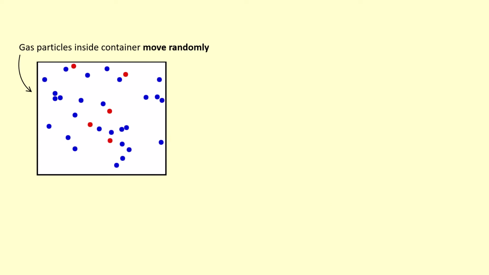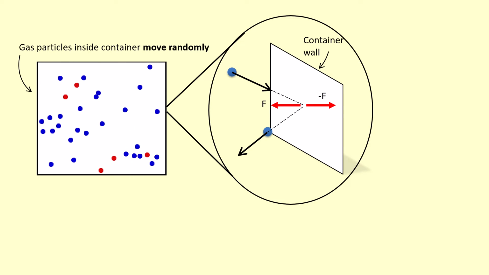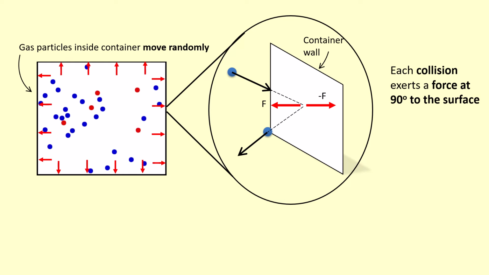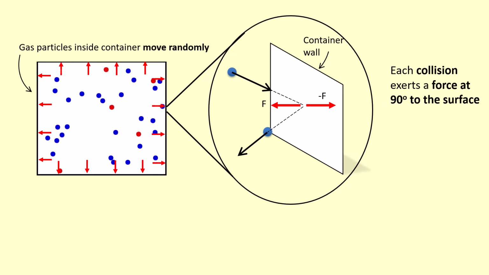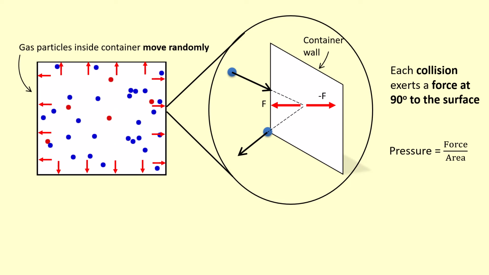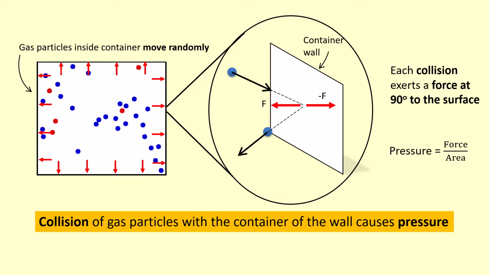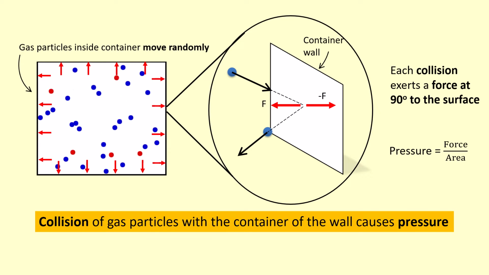So gas particles inside a container are moving randomly, and when they collide with the wall, they exert a force on the wall, and the wall exerts an equal and opposite force on the particles. This exerts a pressure on the wall at 90 degrees to the boundary of the wall. If you take the force that the particles are exerting divided by the area, you get the pressure. So collision of the particles with the container wall causes the pressure.